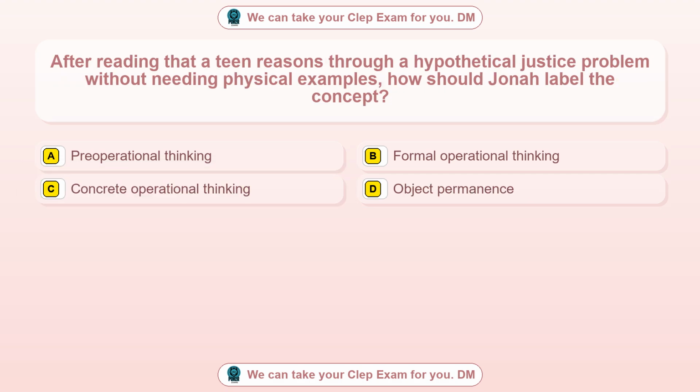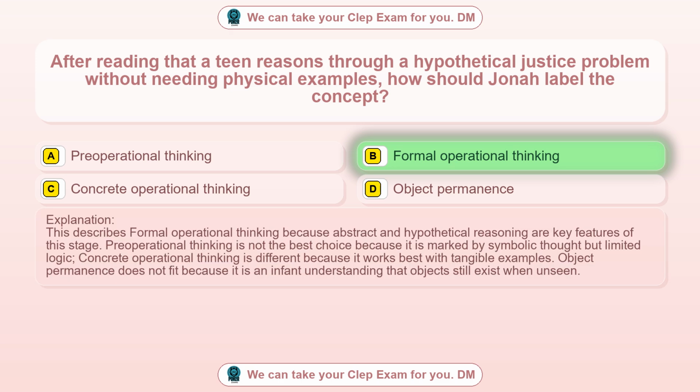Question 17. After reading that a teen reasons through a hypothetical justice problem without needing physical examples, how should Jonah label the concept? Option A, pre-operational thinking. Option B, formal operational thinking. Option C, concrete operational thinking. Option D, object permanence. The correct answer is option B, formal operational thinking.